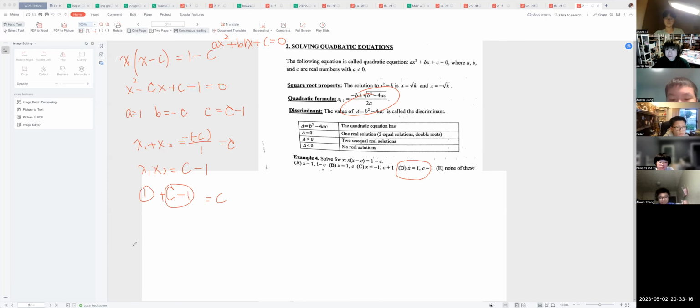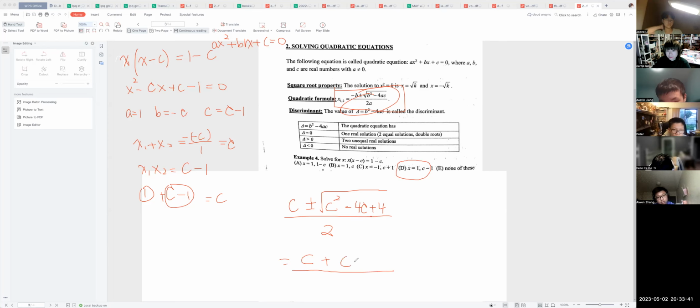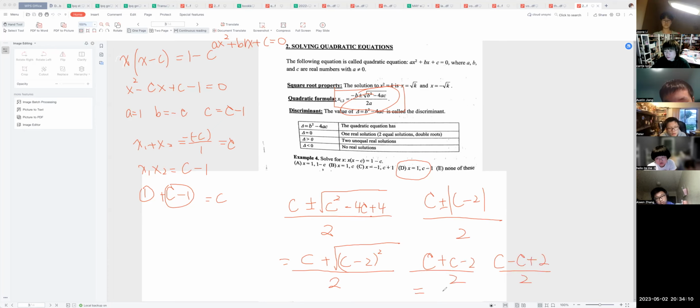But if you forgot the Vieta theorem completely, then you can only use this method, right? So with 2a in the denominator, and b equals negative c, x equals positive c, plus or minus the square root of c squared minus 4c plus 4, over 2. So it's c plus or minus the square root of c minus 2 squared, over 2. So it's c plus or minus the absolute value of c minus 2, divided by 2, correct? So we need to see if c is bigger than 2 or smaller than 2. If c is bigger than 2, it equals, sorry, plus or minus: c plus c minus 2, or c minus c plus 2, over 2. So that equals c minus 1, and this one is 1.